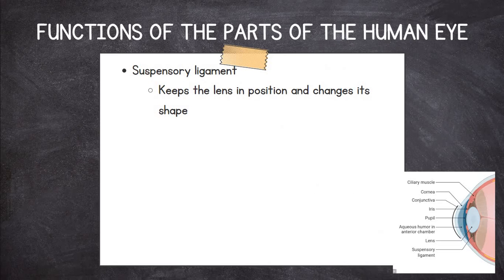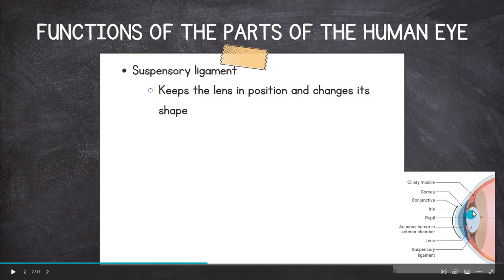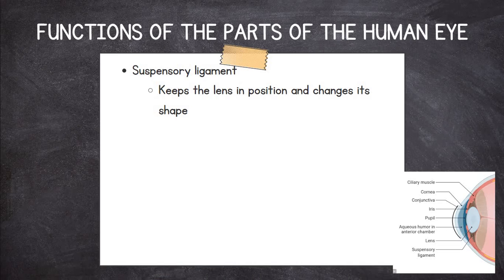Then we have the suspensory ligament. So this keeps the lens in position and changes its shape. Again, those are these muscles, and they are the ligaments here in brown, and they are very important in controlling the shape of the lens and making sure that it is a bit more concave or a bit more convex, depending on how much the light needs to be bent based on our distance from this specific object.